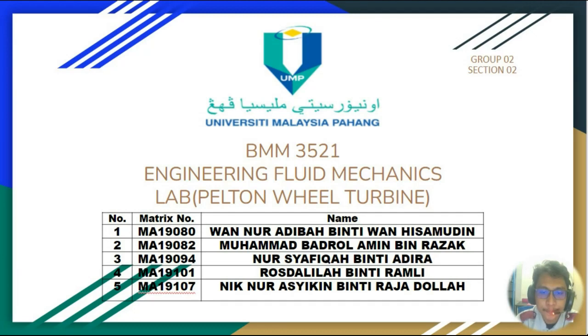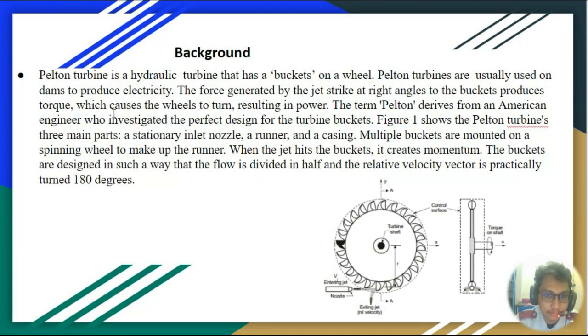Okay, today I will present about Engineering Fluid Mechanics Labs, Pelton Wheel Turbine. So, for the introduction and background, a Pelton turbine is a hydraulic turbine that has buckets on a wheel. Pelton turbines are usually used on dams to produce electricity. The force generated by the jet striking at right angles to the buckets produces torque, which causes the wheel to turn and results in power.